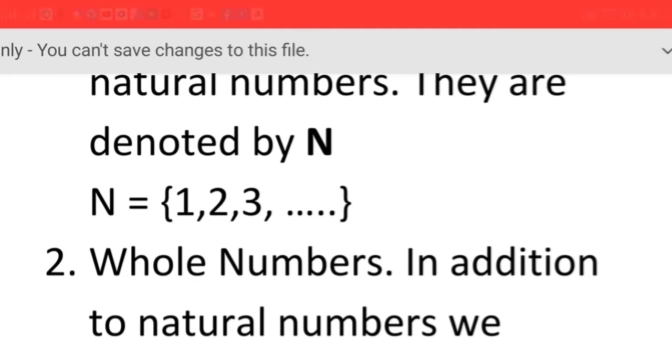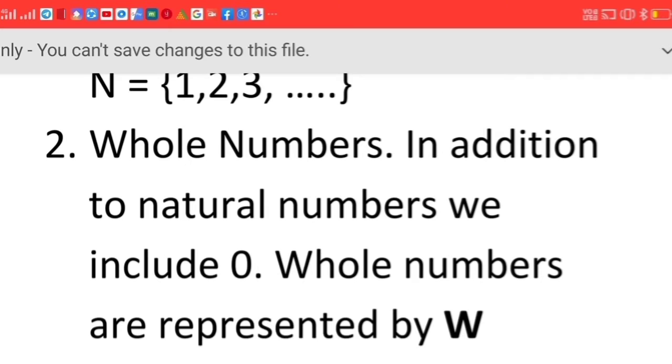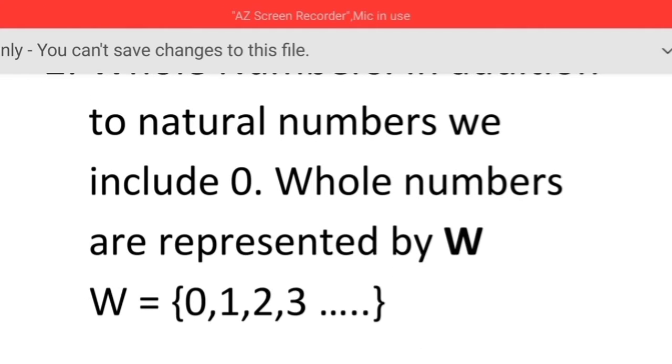The second one is whole numbers. In addition to the natural numbers, we include 0. So we get the whole numbers. Whole numbers are represented by W.